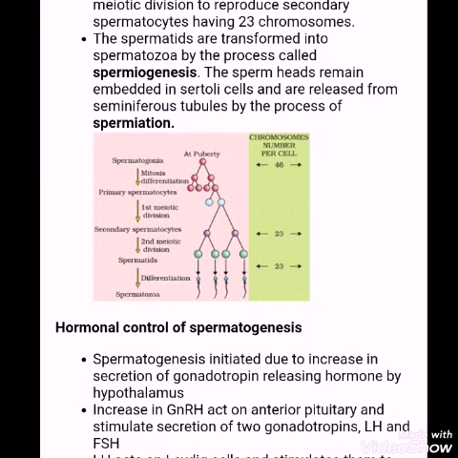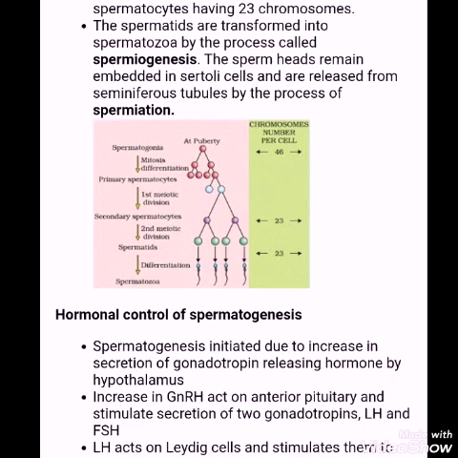Now, you know that this entire process is running inside seminiferous tubules. When the spermatozoa are produced in seminiferous tubules, they come out into the rete testis and ultimately into the epididymis. This process of coming out from seminiferous tubules is known as spermiation. The process by which the sperms are released from seminiferous tubules is known as spermiation. The diagram is in front of you and the word is also in front of you.